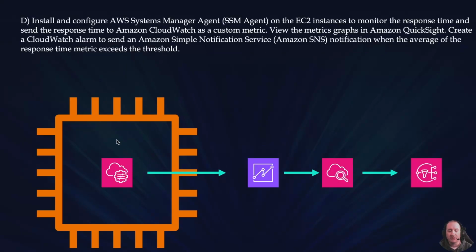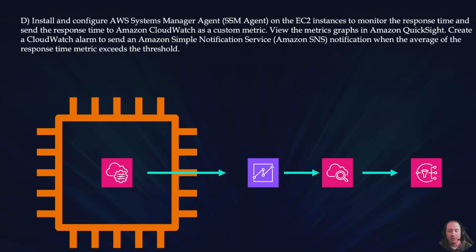The fourth option is to install SSM agent on the EC2 instances to monitor the response time and send a response to Amazon CloudWatch as a custom metric. We're going to view these metrics on QuickSight. We're going to create a CloudWatch alarm that sends to SNS when the threshold is met.